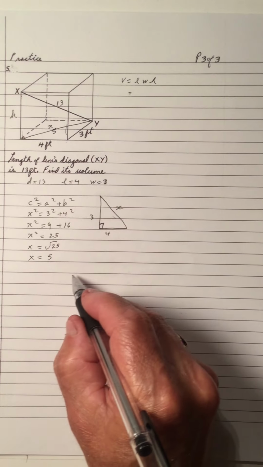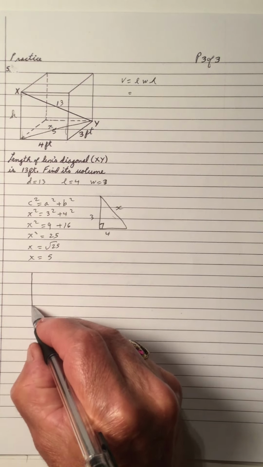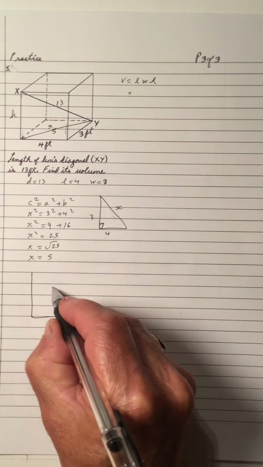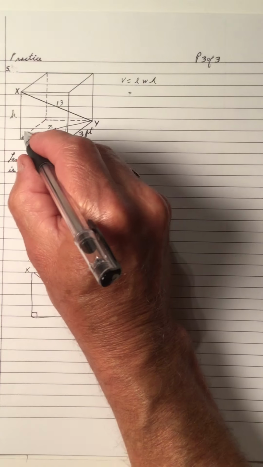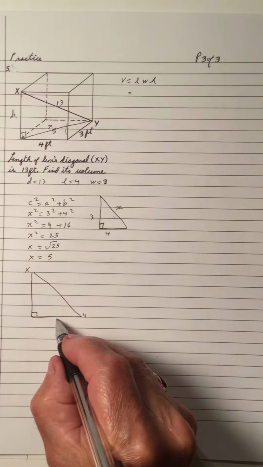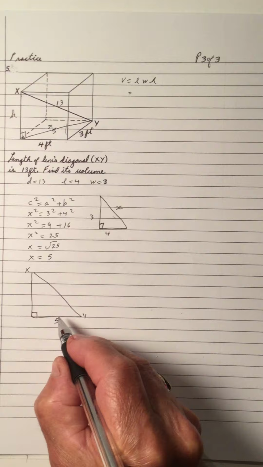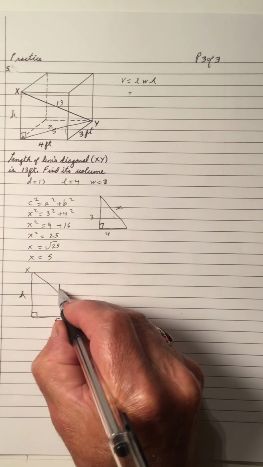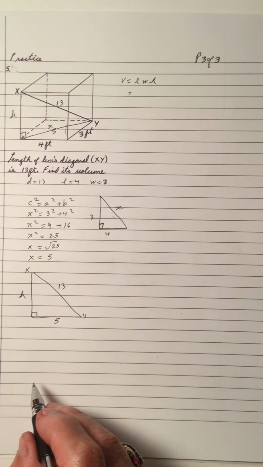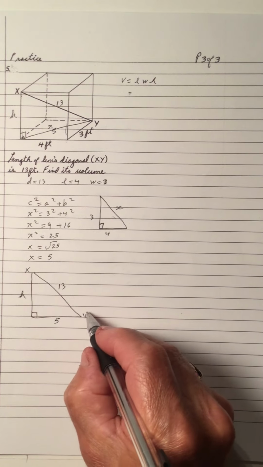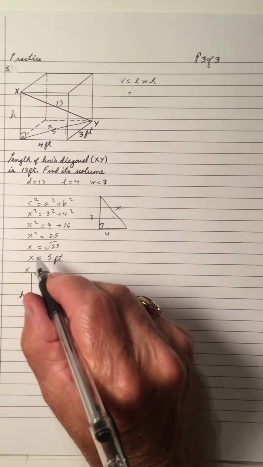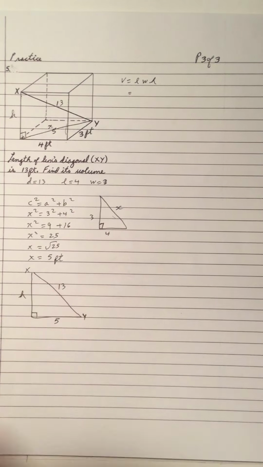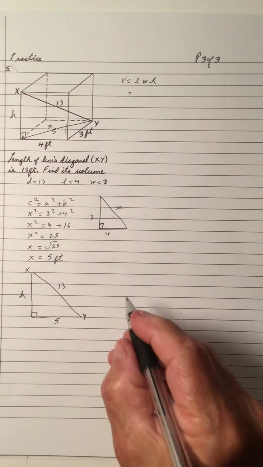Now we have another triangle. So let's draw the big triangle this time, this one. So this is X and Y with a right angle. There's a right angle right here. We have a 5 on the bottom. We have a height, and we have the length of the diagonal 13. Note that the units are feet now because the units are in feet. This is a length, so it's only feet. It's not an area, it's not a volume.